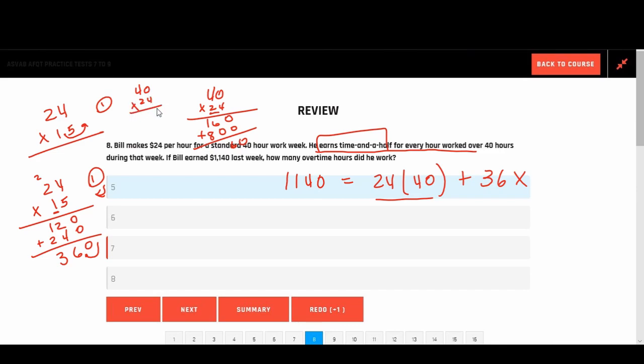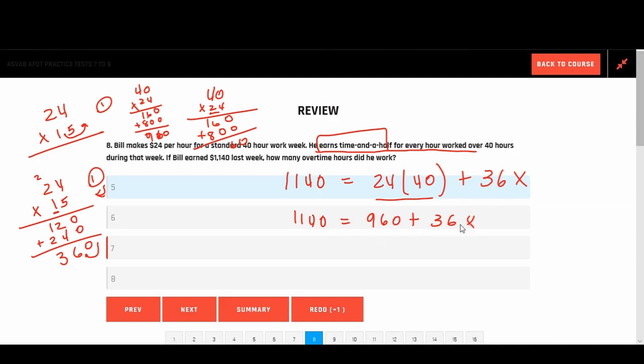40 times 24. 4 times 0 is 0. 4 times 4 is 16. Add a 0. 2 times 0 is 0. 2 times 4 is 8. 0 plus 0 is 0. 6 plus 0 is 6. 8 plus 1 is 9. So we can see 1140 equals 960 plus 36x.